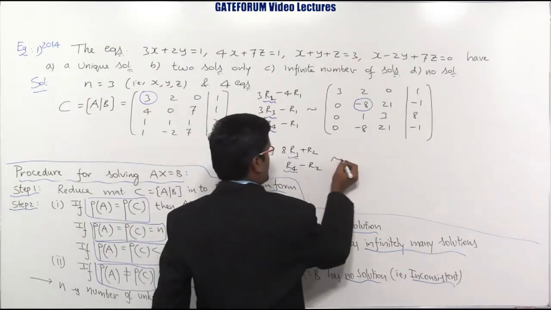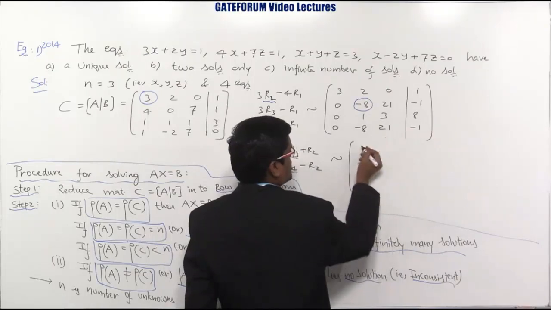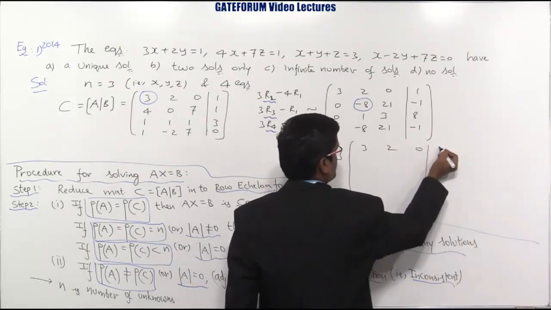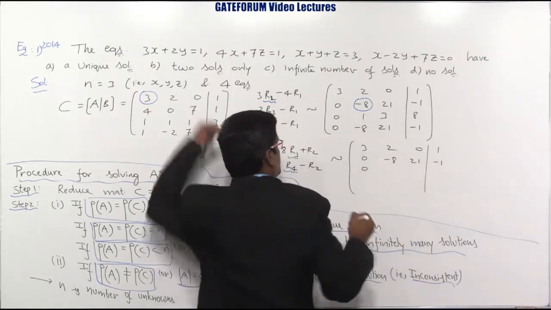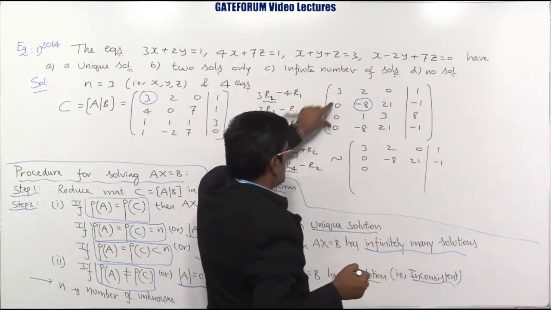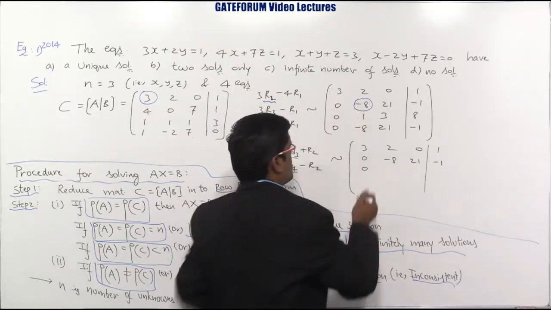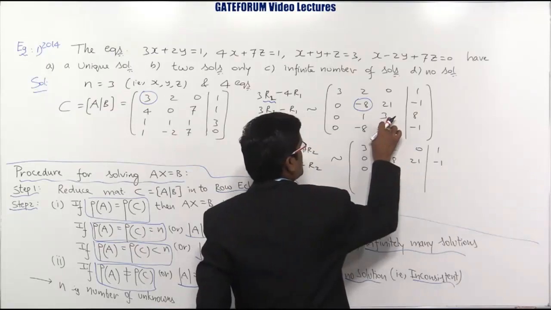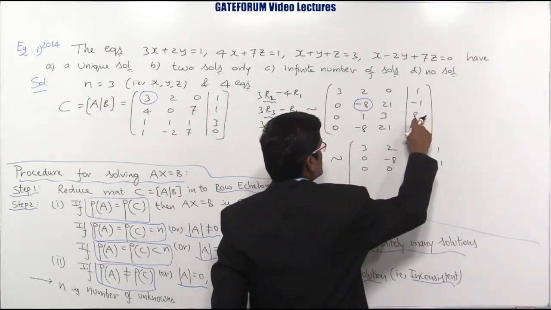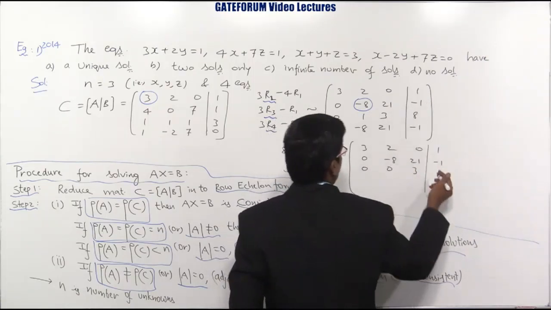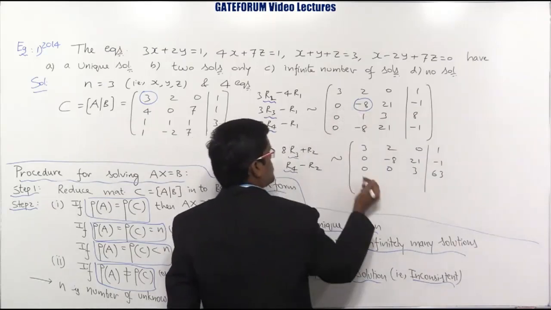So equivalent to here, R3 and R4 change in the next step. R1, R2 remain the same: 3, 2, 0, 1. 0, minus 8, 21, minus 1. 0, that is 8 into 0 minus 0. 8 into 0, 8 R3 plus R2. 8 into 0 plus 0, 0. 8 into 1 minus 8, that is 0. 8 into 3, 24 minus 21, 3. Okay. 8 into 8, 64 plus minus 1. So 63. Next, R4 minus R2, 0 minus 0, 0.